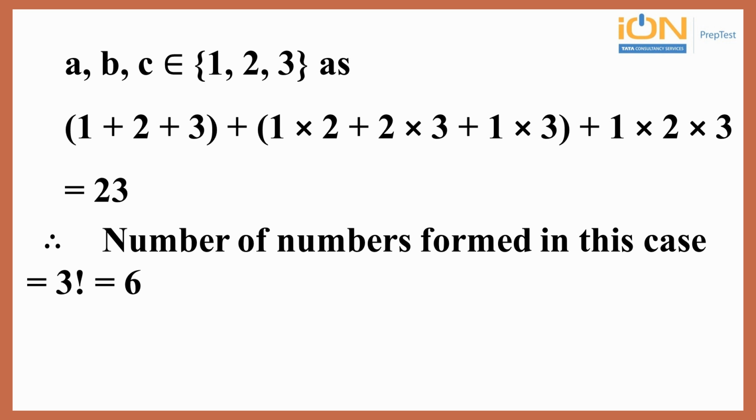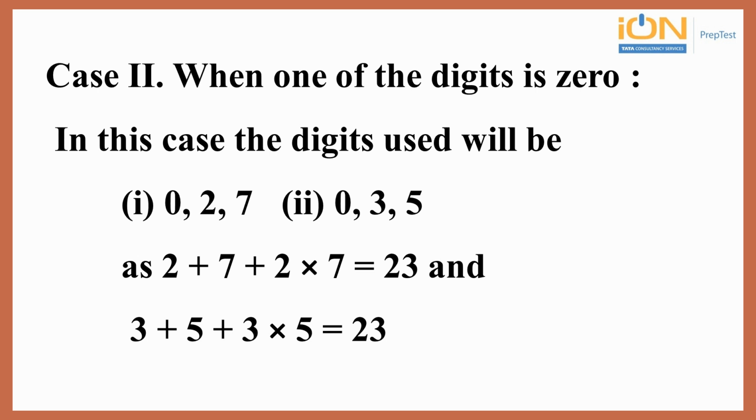And therefore, the number of such numbers is 3 factorial, because you can order A, B, C in 3 factorial ways. Therefore, we have 6 such numbers in case 1. Case 2: when one of the digits is 0, the possibilities are 027 and 035. As you can see, 2 plus 7 plus 2 into 7 is equal to 23. The 0 terms are neglected here, and similarly 3 plus 5 plus 3 into 5 is also 23. So these two combinations are possible when 0 is allowed.